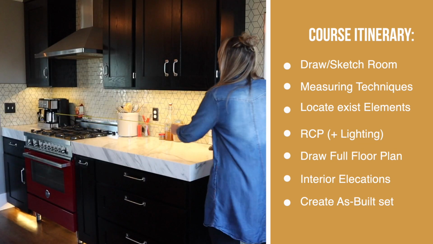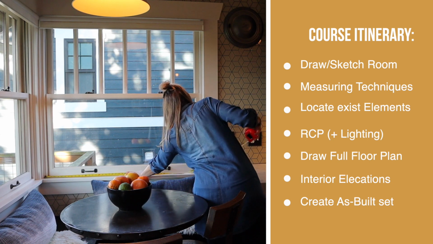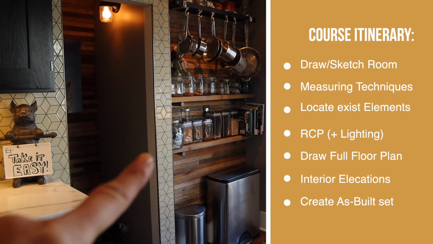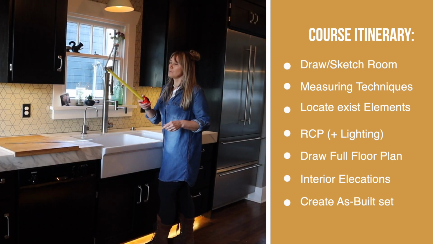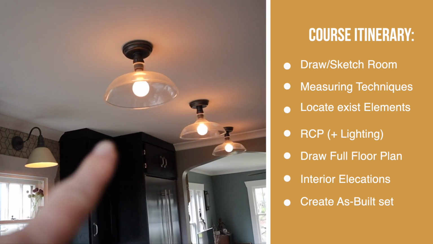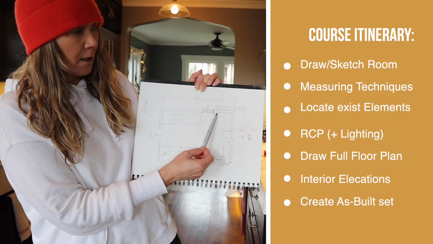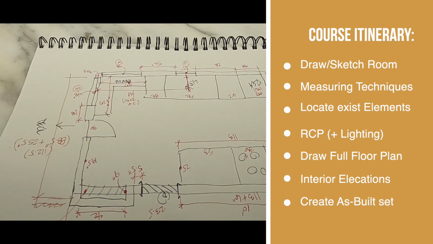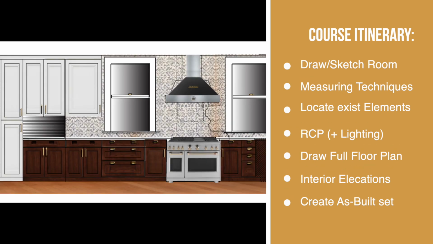You'll also learn how to accurately measure each room, locating existing openings, doors, windows, any built-ins, and architectural elements. You'll learn how to measure and locate existing plumbing and electrical fixtures. You'll learn what a reflected ceiling plan is and how to locate your lighting. We'll look at putting it all together into one comprehensive floor plan, and we'll learn how to draw interior elevations, what they are, and why they're so important. Now let's look at the tools you'll need before we get started.